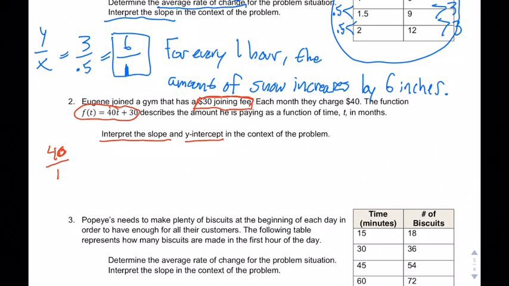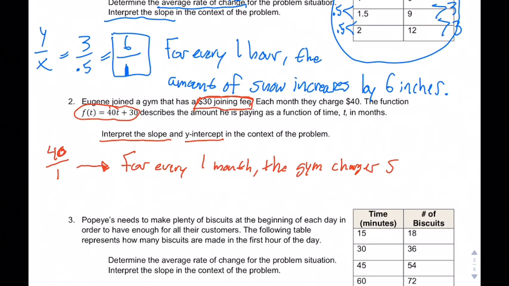Really, it's a 40 over 1. I always like to think of slope as a fraction. So what does this 40 over 1 mean? Well, if I go back to the problem, each month they charge $40. Well, I can just rephrase that. For every 1 month, the gym charges $40. Pretty straightforward. So that takes care of the slope.